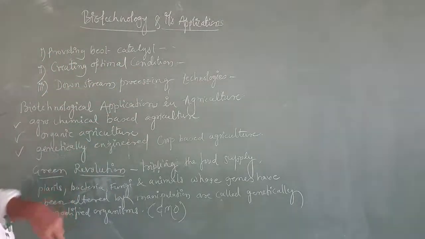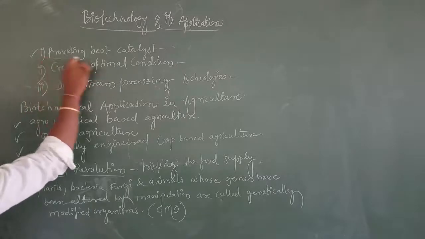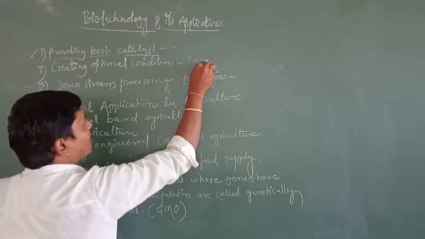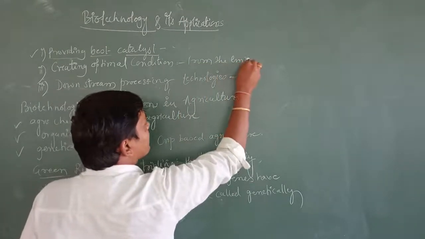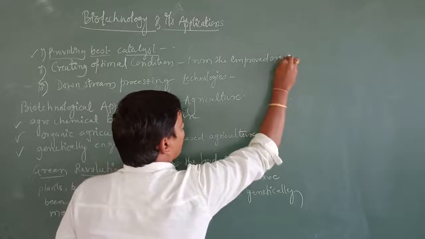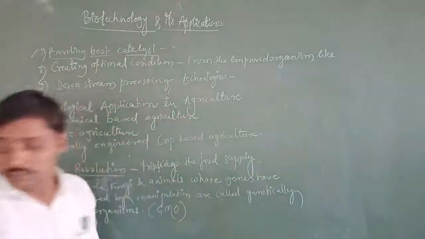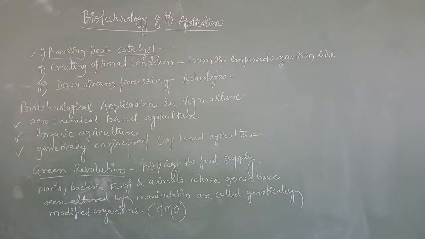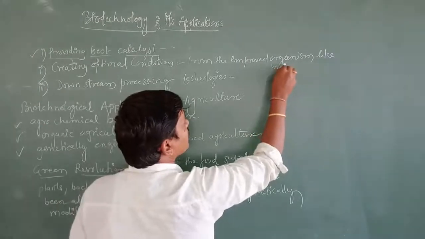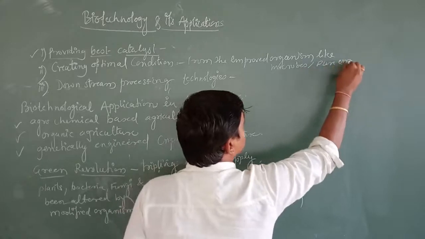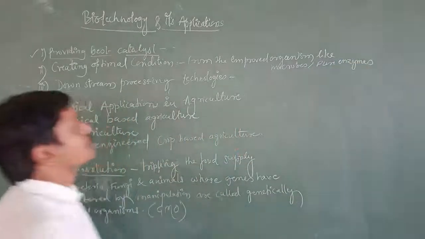Critical research areas for biotechnology. The first one is providing the best catalyst. Biotechnology helps to provide the best catalyst from improved organisms. Improved organisms like what? Improved organisms like microbes or pure enzymes.